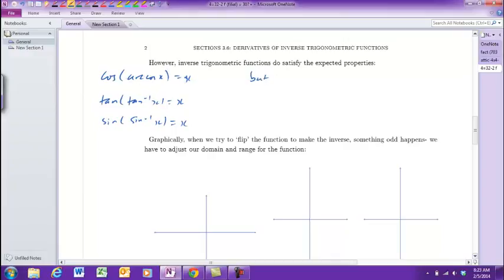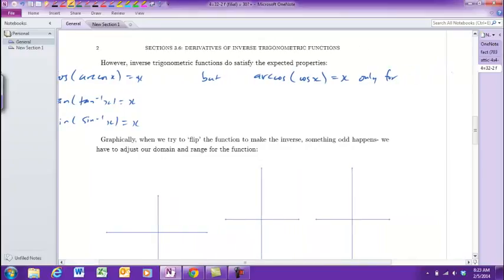But if you do it the other way, if you do arc cosine of cosine of x, that equals x, but only for x values in a certain range. That's only for x values between 0 and pi. And similarly, if you do inverse sine of sine of x, that equals x only for x values between negative pi over 2 and pi over 2, and those same bounds work for tangent of x.